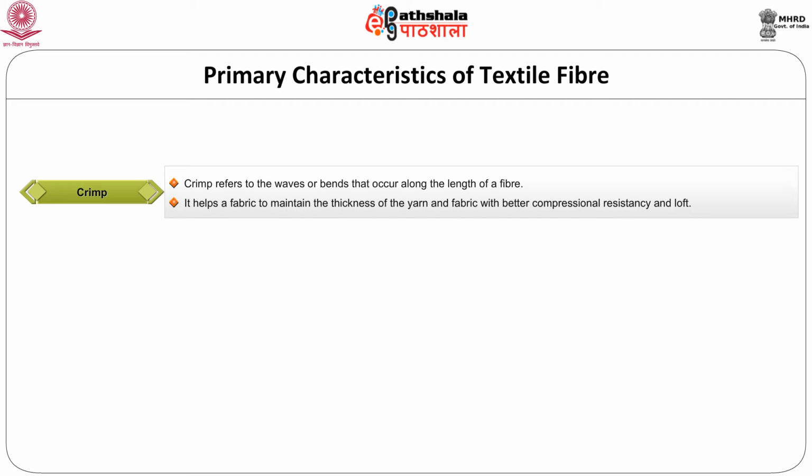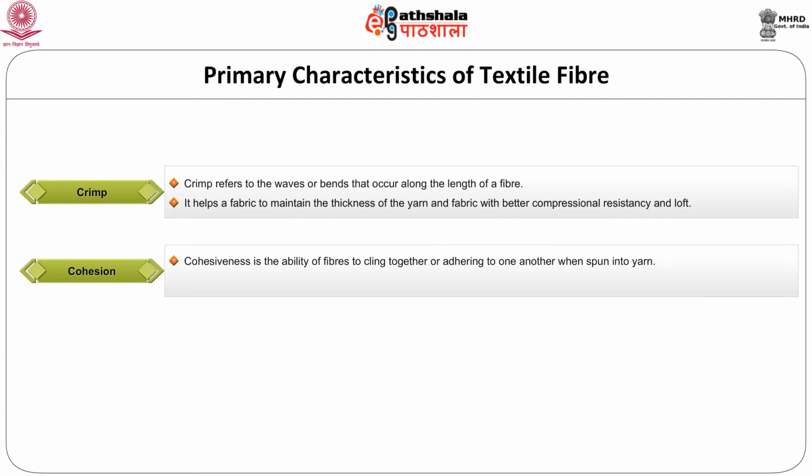Man-made fibers may be given a permanent crimp as per the requirements. Cohesiveness is the ability of fibers to cling together or adhere to one another when spun into yarn. This property is due to the nature of the surface, physical shape and contour of the individual fiber.